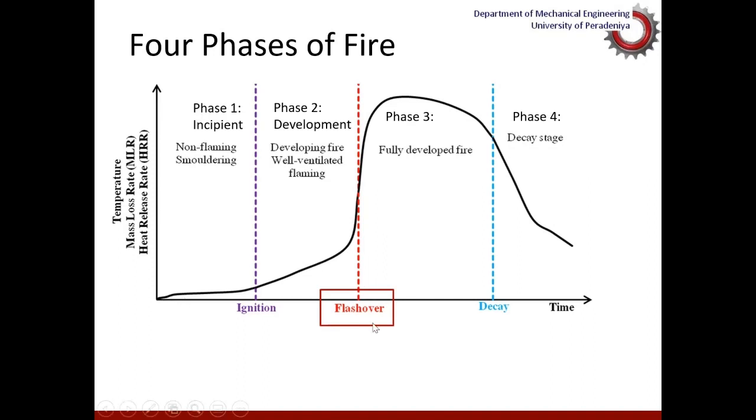So this is kind of a time scale. Whenever you want to suppress fire, you have to do it before it goes to the flashover level. So beyond flashover, you will never be able to control or suppress any fire. So you'll have to act fast. Whenever you see a fire, you have to act fast before it grows beyond the flashover point. We have to take the necessary protective action to suppress fire.